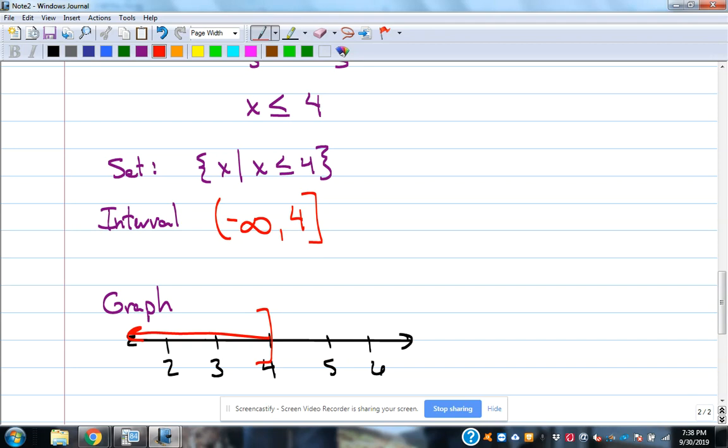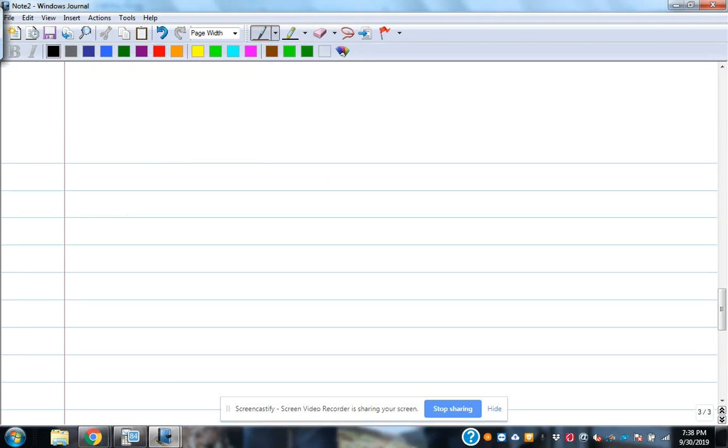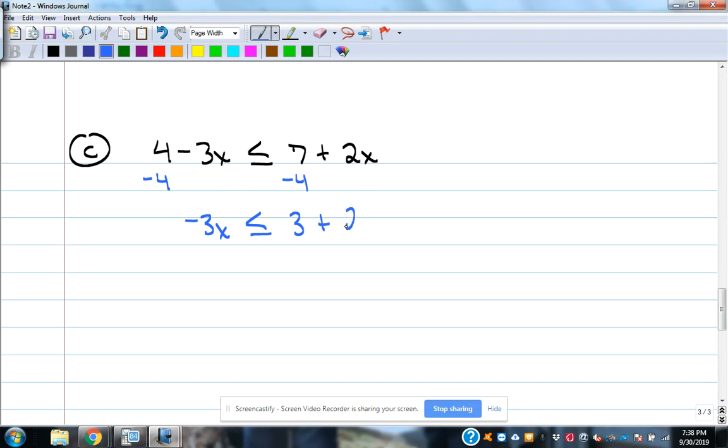Boom, boom, boom. Let's do one that's got variables on both sides. Step C: 4 minus 3x less than or equal to 7 plus 2x. All right. What do we do for this? Subtracting 4 would be a good move. Get the like terms together. I like that. So that's going to get us negative 3x is less than or equal to 3 plus 2x. So a good start.